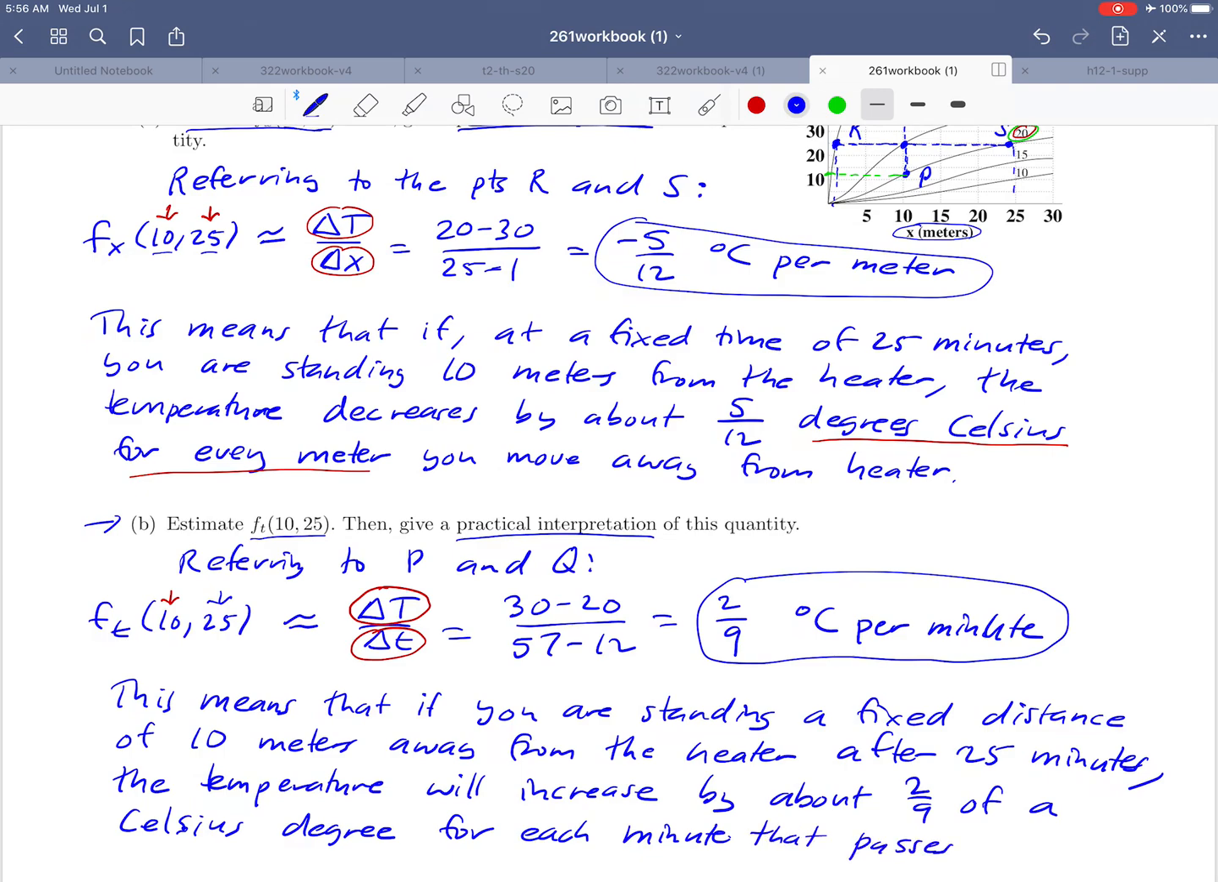Okay, and again, you can kind of see the units of our derivative in our explanation. Degrees Celsius per minute were the units, and this is degrees Celsius for each minute. That just kind of rewords the units that we talked about above.